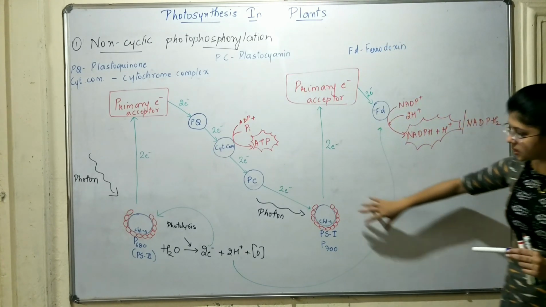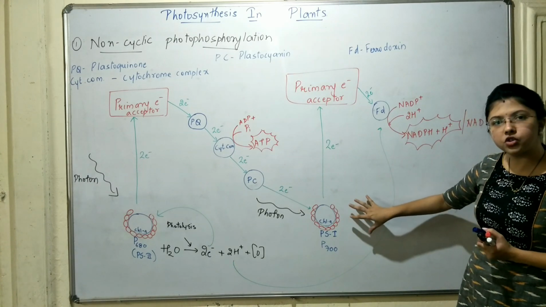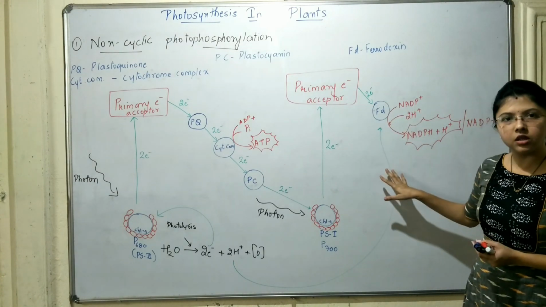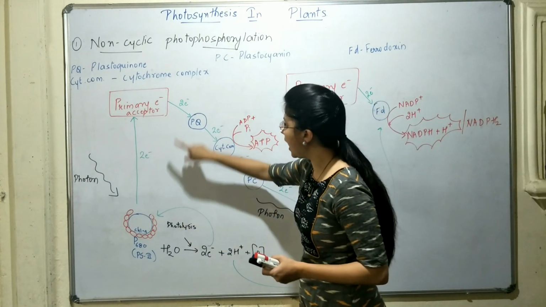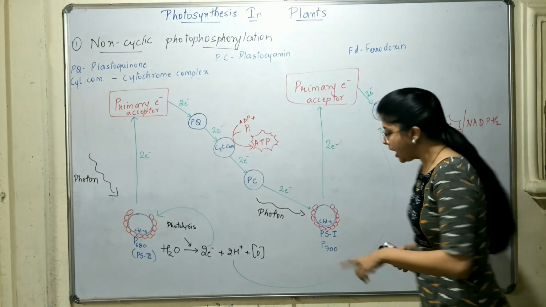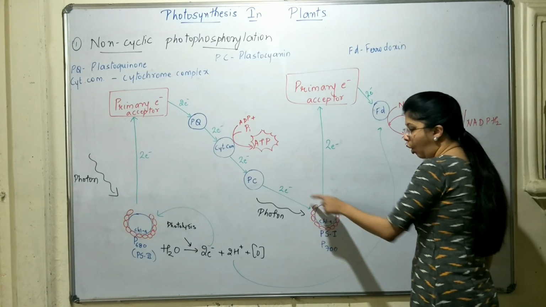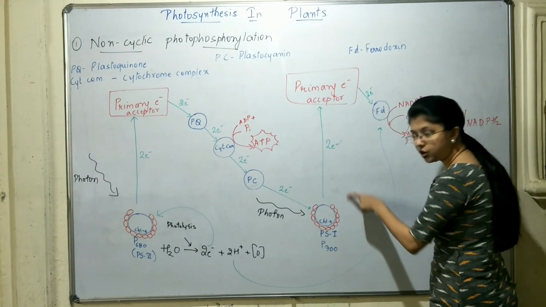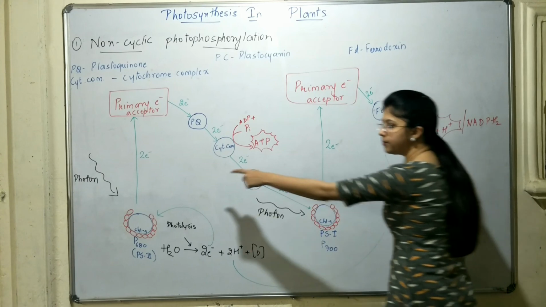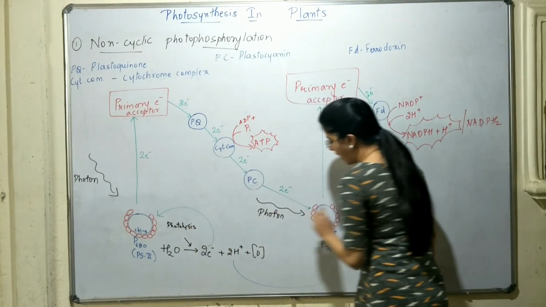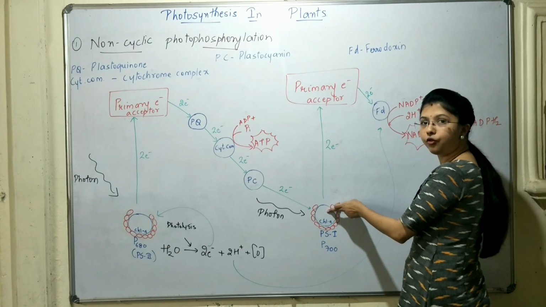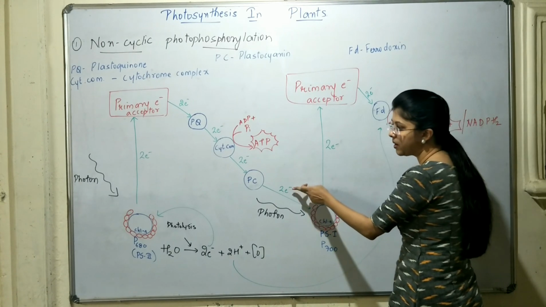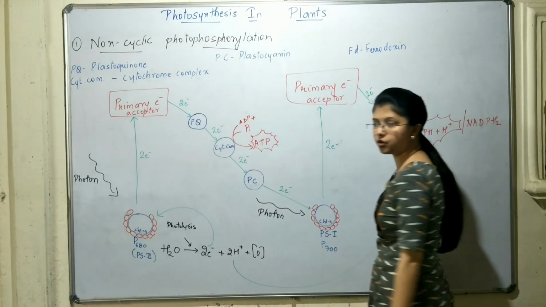So you can say that chlorophyll A, photosystem 1 has its own electron transport system, as well as photosystem 2 has its own electron transport system. Continuous supply of electrons to photosystem 1 is from photosystem 2. So every pair of electrons getting excited at the reaction center of photosystem 1 is being replaced by the pair of electrons that come from photosystem 2.